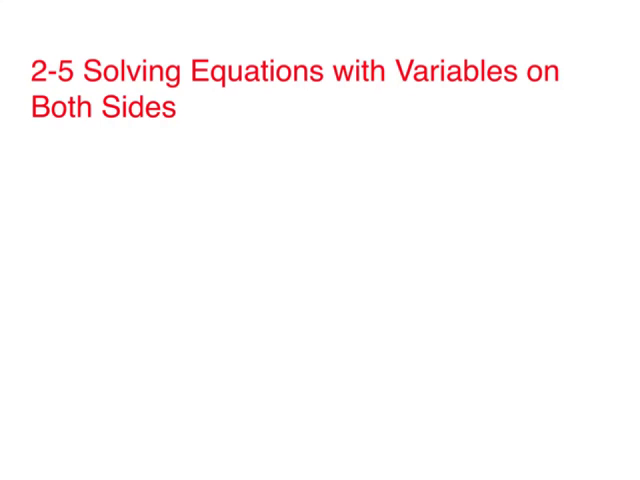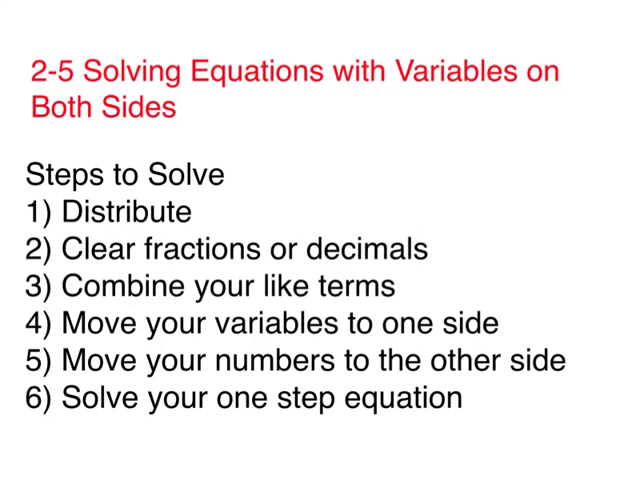This lesson will be on 2-5, solving equations with variables on both sides. In order to solve an equation, you'll first have to do the distributive property. Then, you want to clear all your fractions or decimals. Third, you'll combine your like terms.